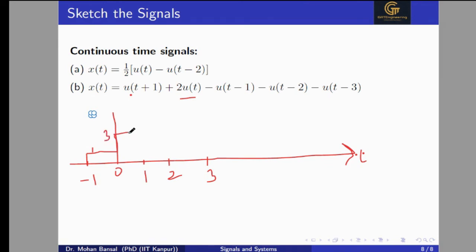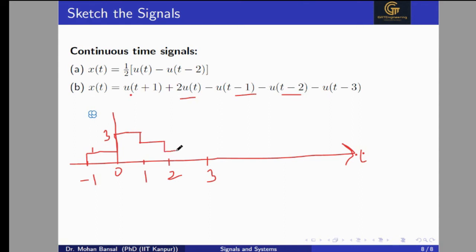Okay, and this amplitude value of 3 will go till the next discontinuity. At t equal to 1 we have a discontinuity, and the signal is reducing by 1. So we get a signal like this, and the amplitude will be 2 here. Now this value will go till the next discontinuity. The next discontinuity occurs at t equal to 2 with amplitude minus 1, so the signal decreases by 1 here.